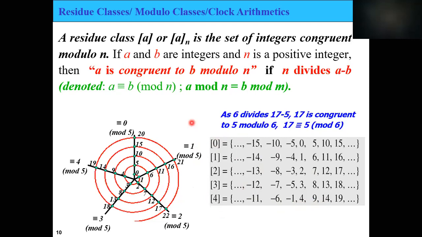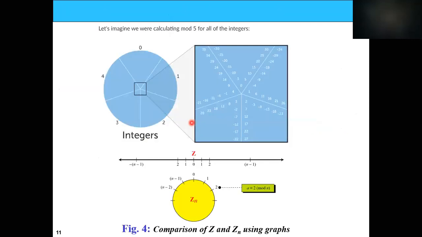In my next slide, if you look over here, under mod 5, what does it mean? This is my set of integers. If I divide the whole set of integers like this into 5 classes, this is my 0 class. This is my 1 class from this to this. This is my second class. This is my third. This is my fourth class.